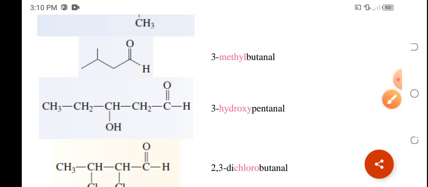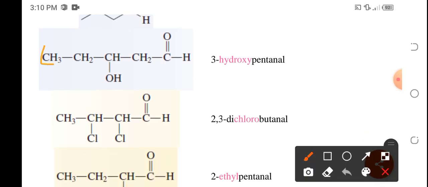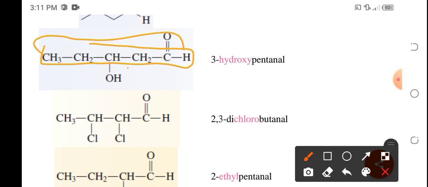Okay, another example is this one. So the longest chain is composed of 5 carbon atoms, so that's pentanal. Numbering the parent chain, designating carbonyl carbon to be carbon number 1. So therefore, it would be from right to left, and this one would be carbon number 3. The identity of the substituent attached on carbon number 3 is hydroxyl.